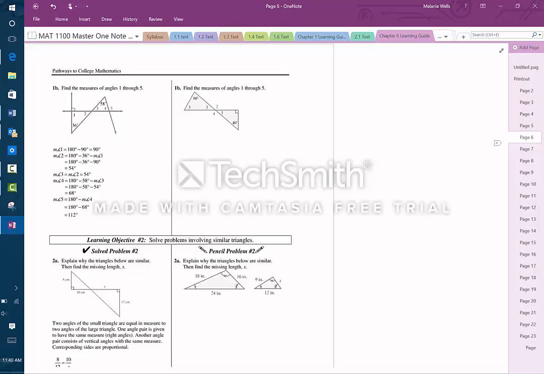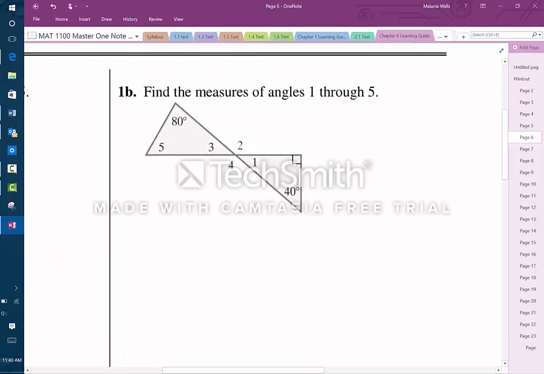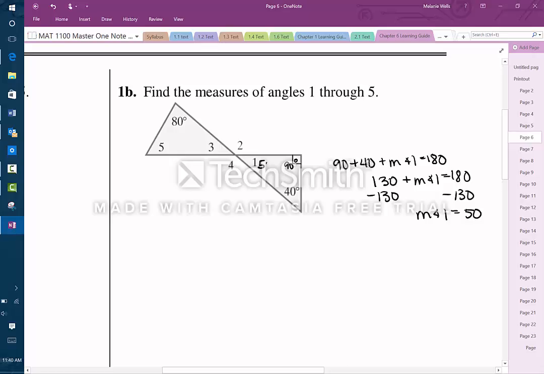Find the measure of angles 1 through 5. Okay, so let's use what we know about, first of all, the three angles of a triangle. It looks like we could start in this triangle where we know that this is 90 degrees. So we have 90 plus 40 plus the measure of that first angle adding up to 180. So 130 plus the measure of that angle equals 180. Subtract 130 from both sides, and that would give you the measure of angle 1 is equal to 50 degrees. So I'm going to pencil that in.